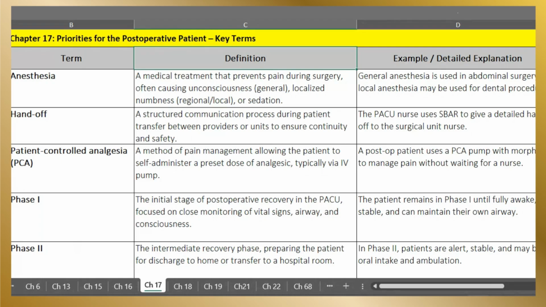Phase 1. So this is the chapter: post-operative patient care starts with the phases. Here the definition of Phase 1 is the initial phase of post-operative recovery in the PACU, focused on close monitoring of vital signs, airway, and consciousness. So the patient remains in PACU Phase 1 until fully awake, stable, and able to maintain their own airway.